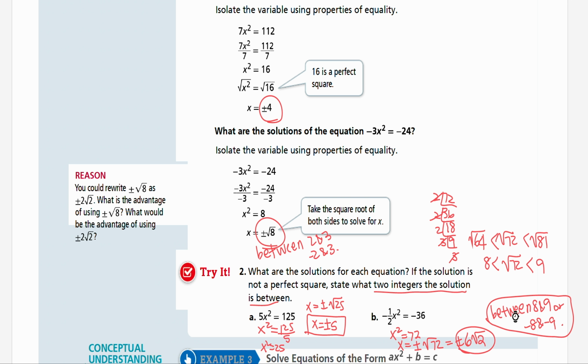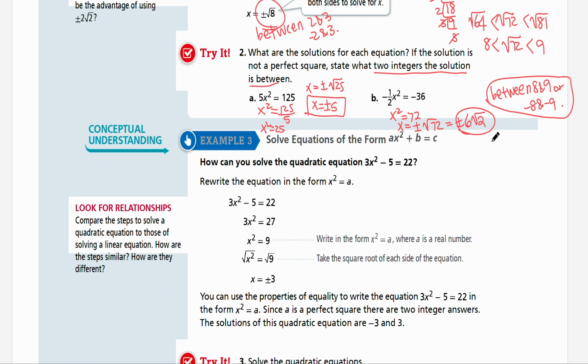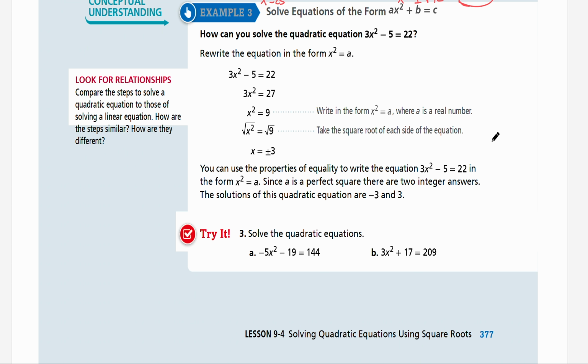Okay, so check your answers, see if you got it right. If you did, good job. We can move to the next example. It's a conceptual understanding example. We're going to solve equations of the form ax squared plus b equals c. So how can you solve the quadratic equation 3x squared minus 5 equals 22?